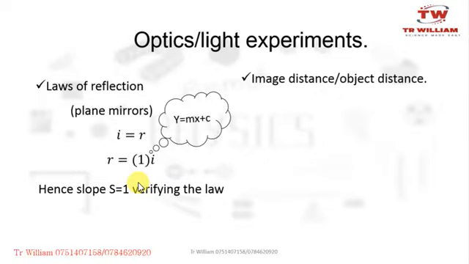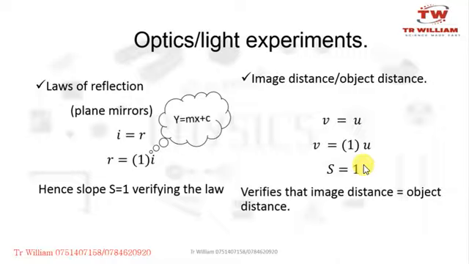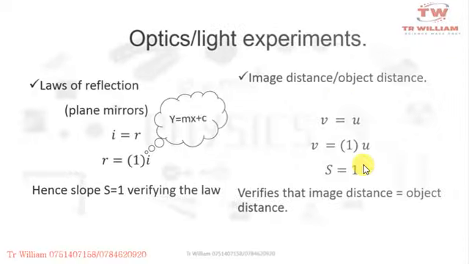You can as well use it to prove that in plane mirrors, the image distance is equal to the object distance. Still, there is a hidden 1 there, which is in the position for slope. And once the slope is almost 1, that proves to us that the image distance is equal to the object distance. So that is about plane mirrors.